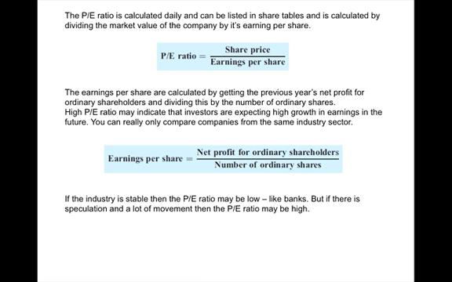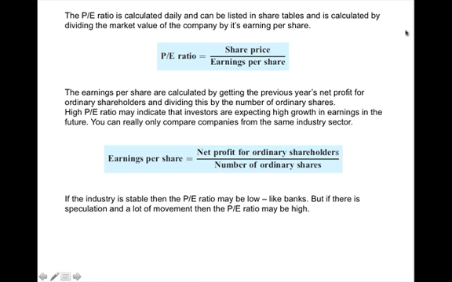So a high price-earnings ratio may indicate that investors are expecting a high growth in earnings over the future, but you can really only compare companies from the same industry sector. You can't really compare a bank with mining or something like that. So you need to have about the same. It gives you a general feeling of whether they're overpriced or underpriced based on their returns.